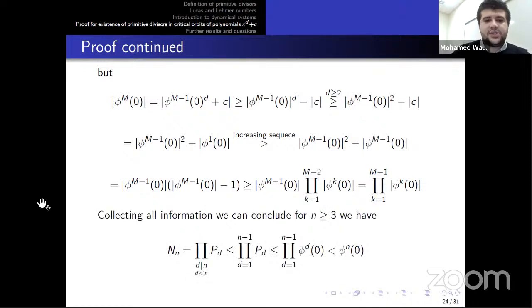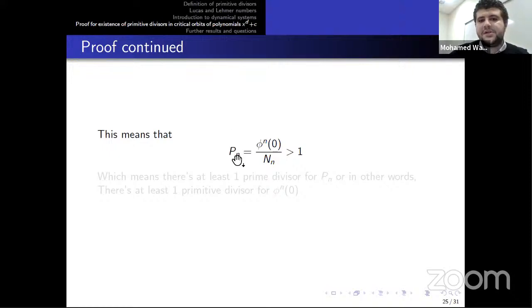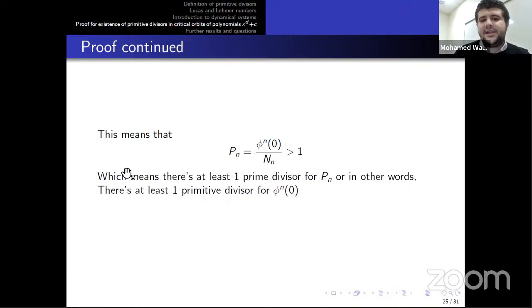Collecting all information, we can write these inequalities. So n is equal to the product of these divisors, which is less than the product of all the divisors less than n, which is less than or equal to the product of all of the phi's, because these are just parts of the phi d. And we just proved here, this is strictly less than phi n of 0. So in other words, the primitive part, which is phi n of 0 over n, is strictly greater than 1. Since it's strictly greater than 1, there's at least one prime divisor dividing Pn, the primitive part, so at least one primitive divisor for phi n of 0.